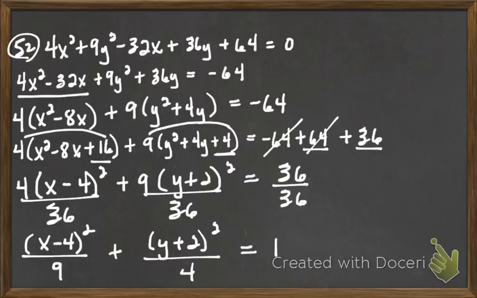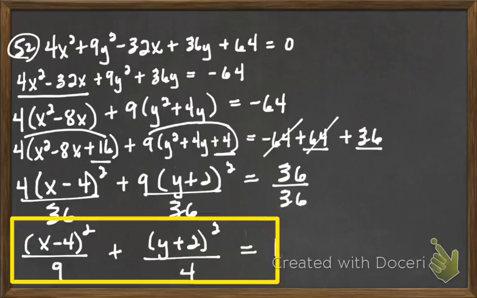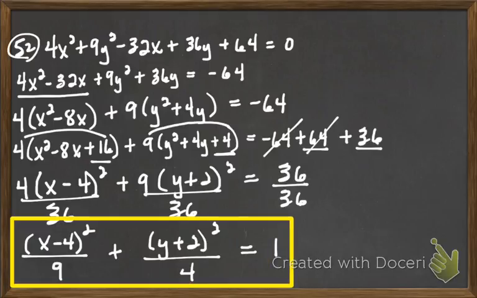You can get decimals in the denominator, but we don't usually get a lot of those. So if you end up getting decimals in the denominator, it probably means that you did not balance correctly. So if the 4 doesn't go into the 36 and the 9 doesn't go into the 36, probably you didn't balance correctly. You can go back and check.